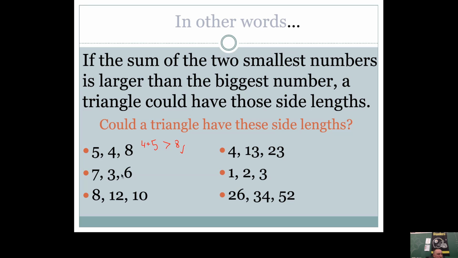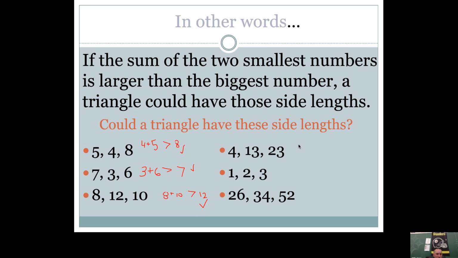7, 3, 6. Watch yourself. Make sure you add the 2 smallest. 3 plus 6. Is that bigger than 7? 9 is bigger than 7. Yes. Add your 2 smallest. 8 plus 10. Is that bigger than 12? 8 plus 10? Definitely bigger than 12. That makes a triangle.